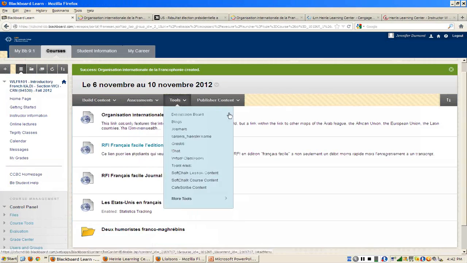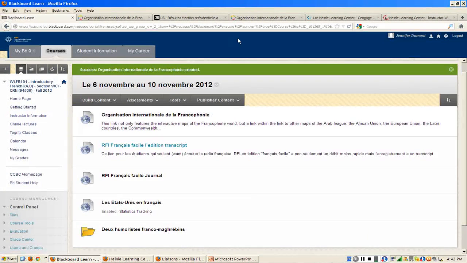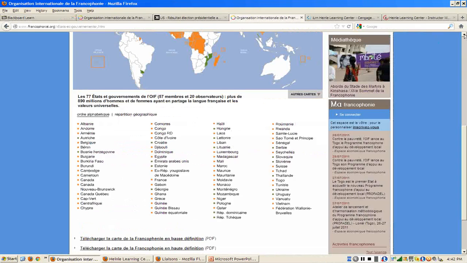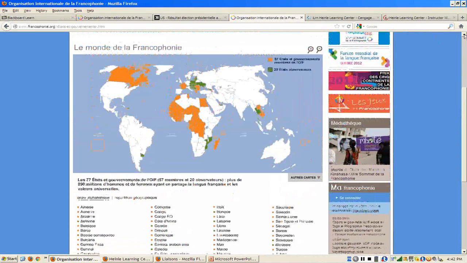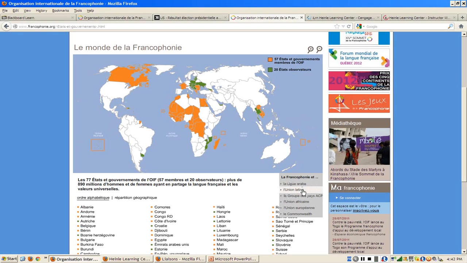the different links. I've given you a link to the Organisation Internationale de la Francophonie. This allows you to look at the world of French speakers through the perspective of the French language. You're no longer looking at the world from the perspective of the U.S. The U.S., surprisingly, isn't even a member, even though people in Louisiana speak French. So here you have all of these different countries, and you have links to other groups of countries: the Arab League, the Latin Union, the ACP group, the African Union, the EU, the Commonwealth.